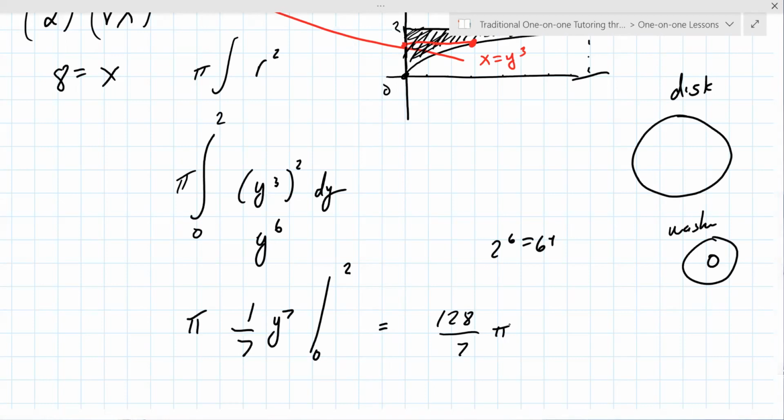Does 7 go into 128? No. So you just leave it like that. Yeah, that's it. The divisibility rule for 7, I think, is you subtract the digits, you get 8 minus 1, then you add and divide, and it doesn't work out. This one definitely doesn't.